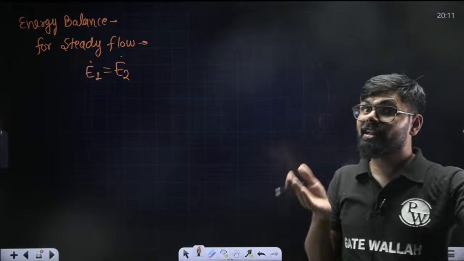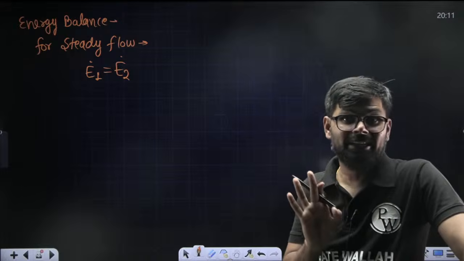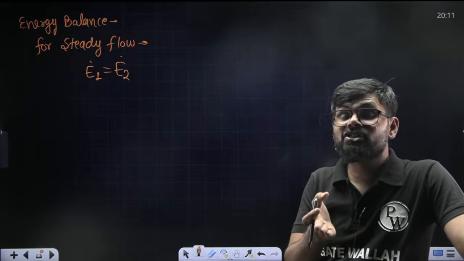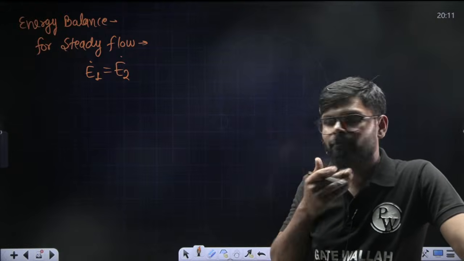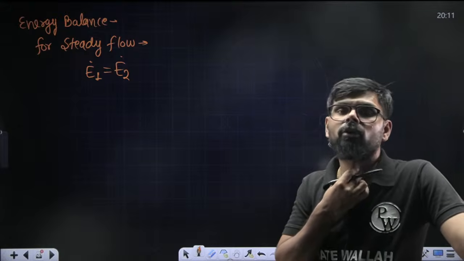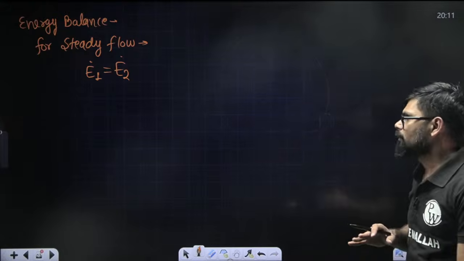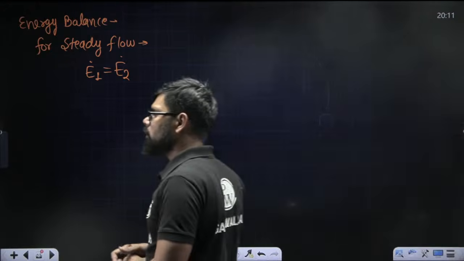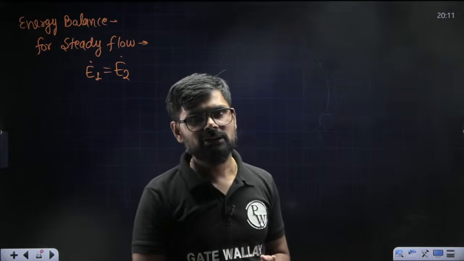Because if energy were to accumulate... energy of the system is also a property. Heat is not a property. Work is not a property. But energy is a property, as we have already seen. dQ minus dW is energy, right? So the stored form of energy is basically a property. There is no doubt on this. Okay, E1 dot is equal to E2 dot. What is E1 dot here? E1 dot is basically the rate of energy entering.